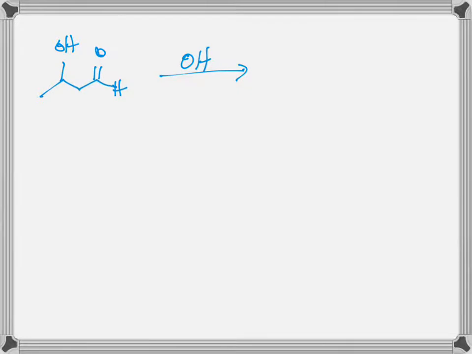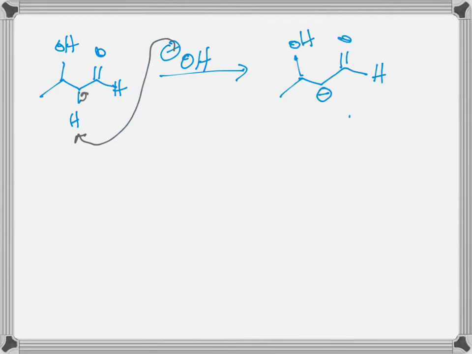The beta-hydroxyaldehyde reacts with base. The base deprotonates at the alpha carbon to make this enolate. And then the rate determining step happens next. This enolate makes a double bond and hydroxide is the leaving group.